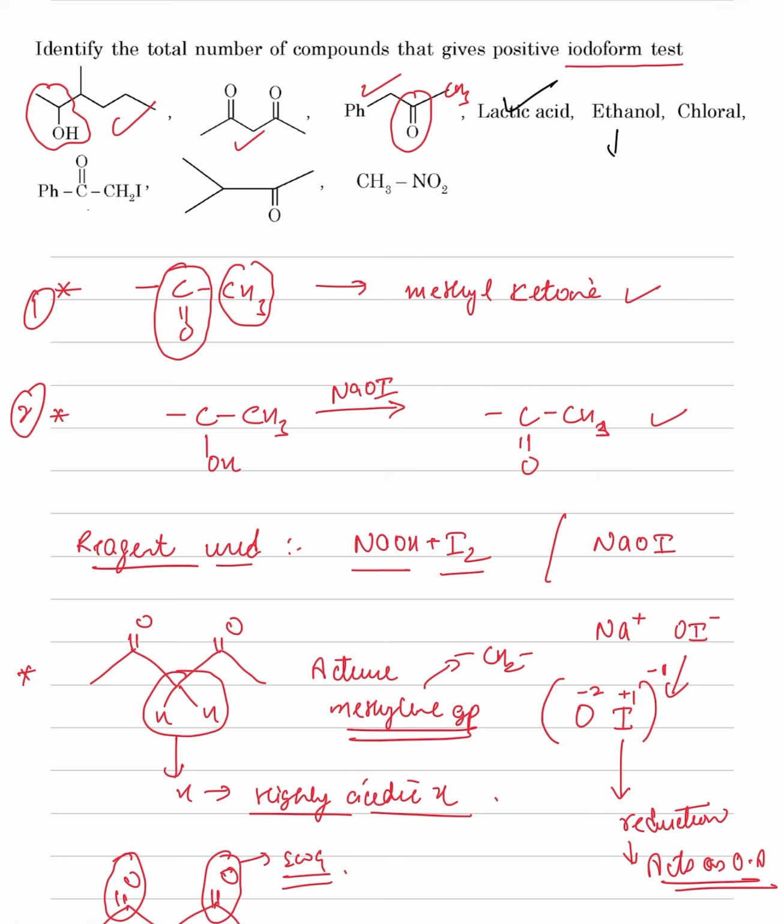Ethanol, if we talk about it, is CH3CH2OH. Now, ethanol upon oxidation, as I've told you, the reagent which we use is a mild oxidizing agent, so it can easily oxidize 1 degree alcohol into aldehyde and 2 degree alcohol into ketone. So it will oxidize this ethanol into ethanal, this one. So again, we have the methyl ketone group, sorry, so yes, it will also show the positive iodoform test.